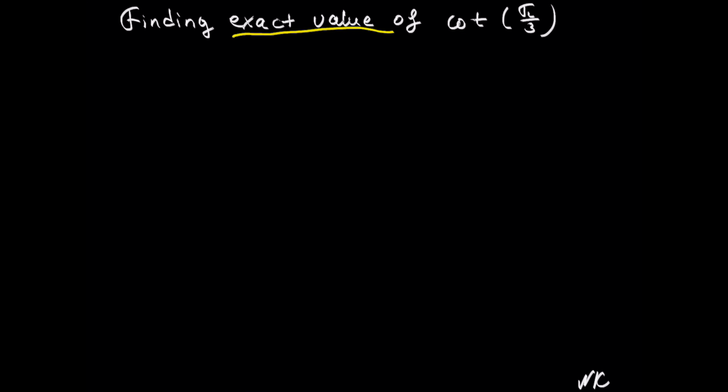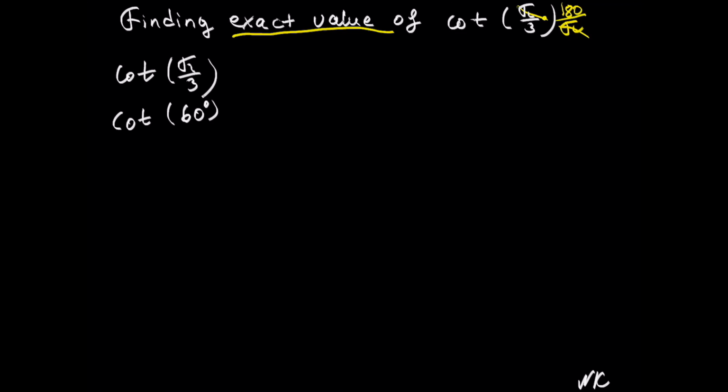Finding the exact value of cotangent of pi over 3 is exactly the same problem as finding the exact value of cotangent of 60 degrees. If you are not sure, you can always multiply pi over 3 by 180 over pi. Pi's will cancel, and the third of 180 is 60 degrees.